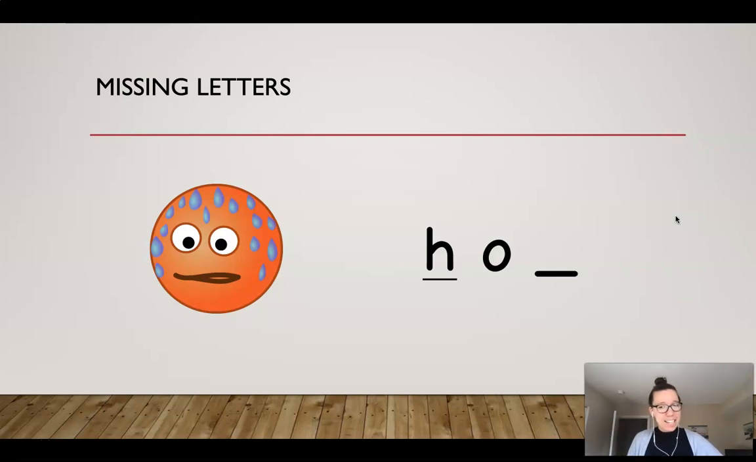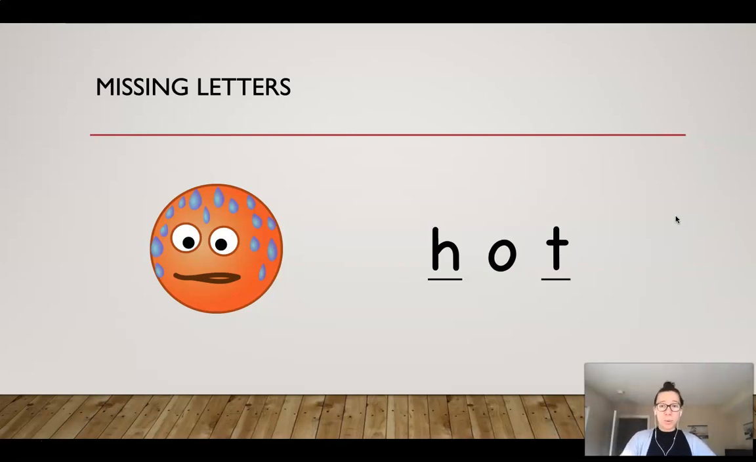What is the last sound you hear in hot? Good, that last sound is t, right? We can hear that if we tap it out. H, ah, t. The last sound I just said was t. And since I know that T says t, I'll write T in my final blank. The word hot then is spelled H-O-T, and we can sound it out, h-a-t, hot.